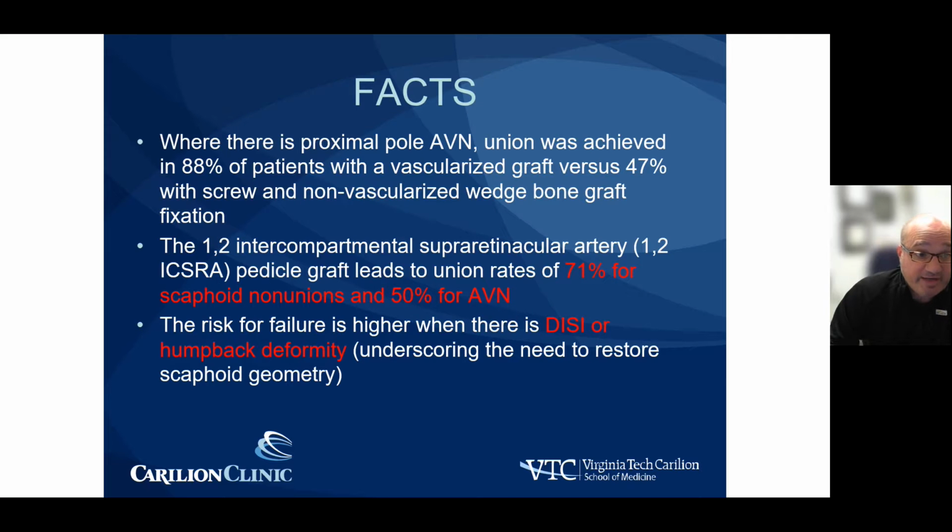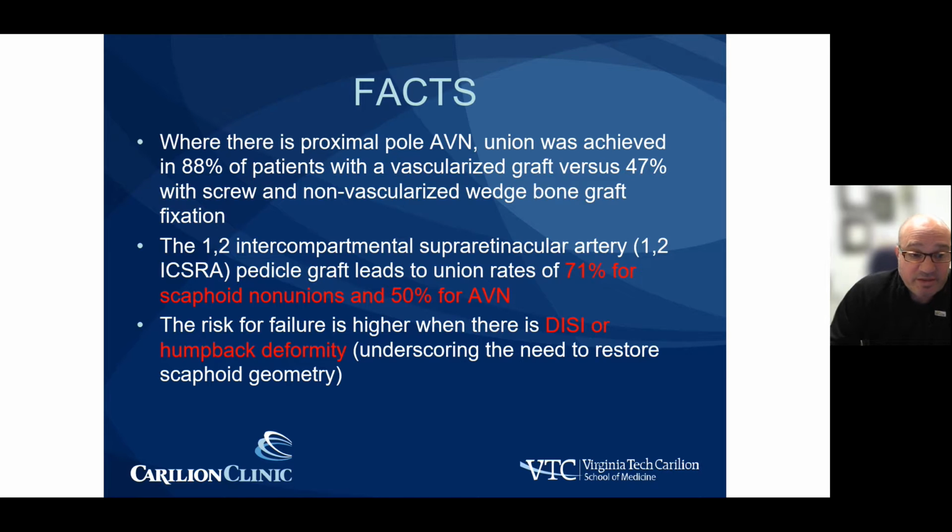But of note, what are the facts? Well, when there's a proximal pole AVN, union is usually achieved about 88% of the time with vascularized graft, versus screw fixation and non-vascularized wedge bone grafting. The 1,2 intercompartmental supraretinacular artery graft leads to a union rate of about 70% for scaphoid non-unions and 50% for AVN. And this is just what the studies and the data show. The risk of failure is higher when there is DISI and humpback deformity, again underscoring the need to restore your scaphoid geometry.